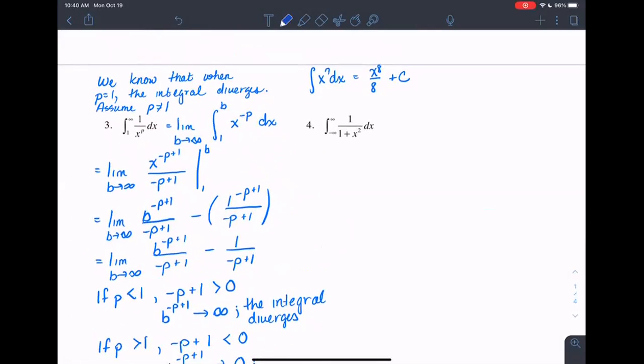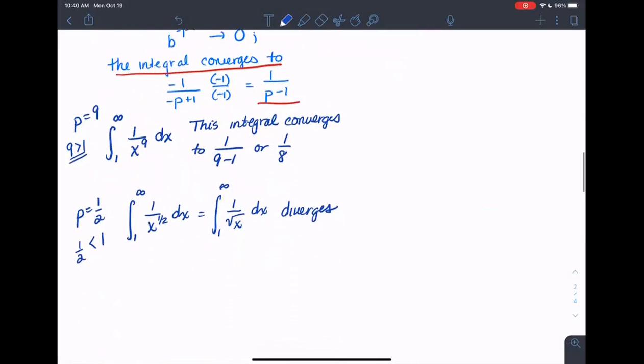Okay, so Aaron E., if P were 5,000, the integral would converge to 1 over 5,000 minus 1, which is 1 over 4,999. I'm more of a visual person, so could you write that out? No, you can write it out for yourself. You'll be able to just think about it. It doesn't matter what the number is. If your power is greater than 1, the integral is going to converge to 1 over that number minus 1.